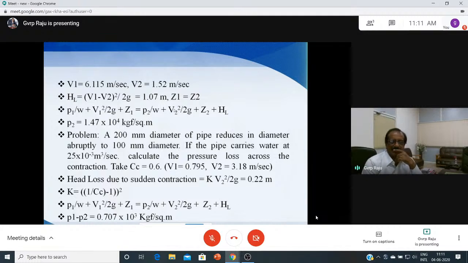Whether it is a sudden expansion or contraction, try to remember that you need to use HL here. When you go to the GATE problems also, you need to use HL, which he has given in the problem. So now we have used HL here, and w is known here. So the pressure difference, pressure loss, P1 minus P2, is equal to 0.707 into 10 power 3 kg force per square meter.